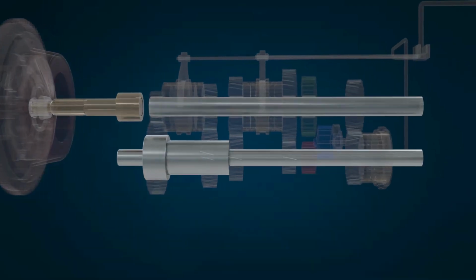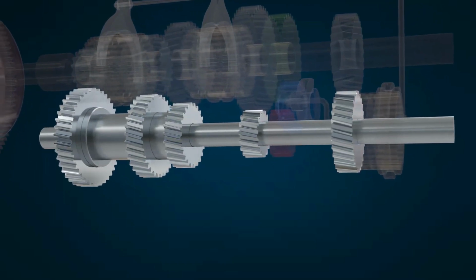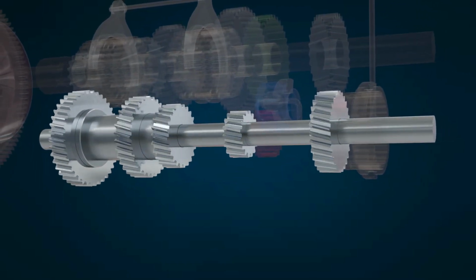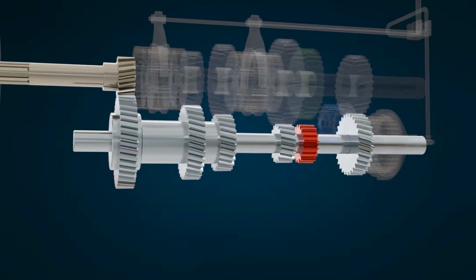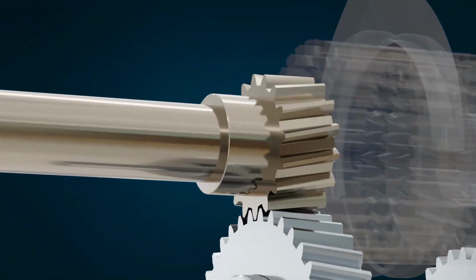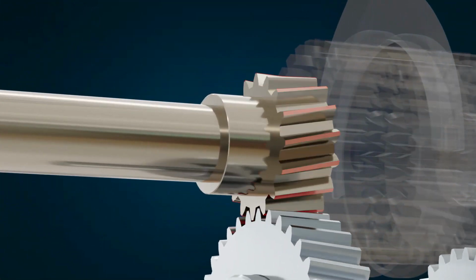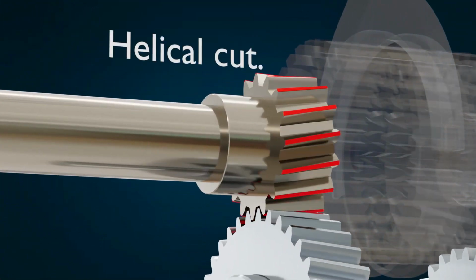A number of input gears are fixed to the counter shaft. These will therefore all rotate together. On the input shaft, we also have a gear which is in constant mesh with the counter shaft. The gear teeth are at an angle, which is known as a helical cut.